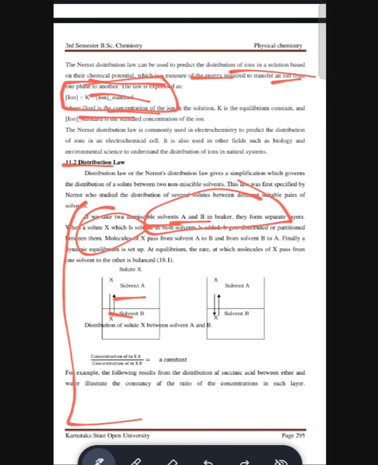For example, X we can take as an acid, solvent A can be taken as ether, and solvent B can be taken as water.